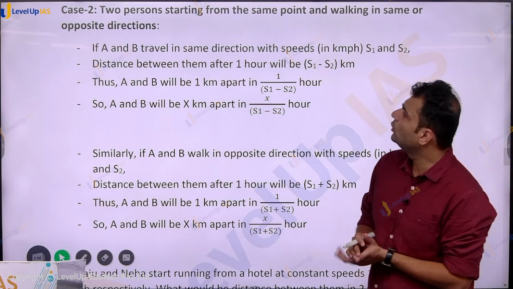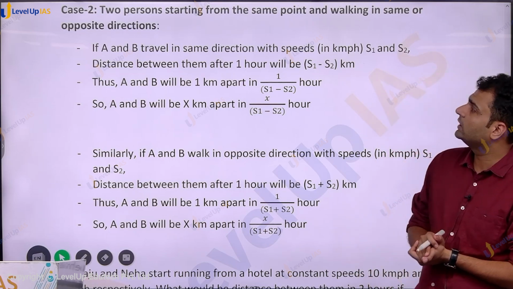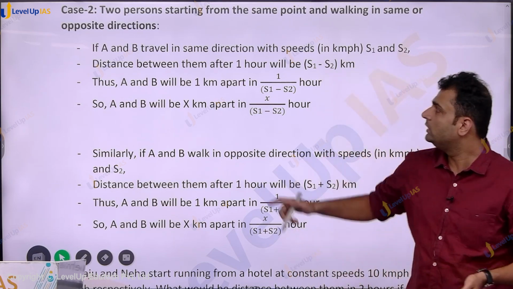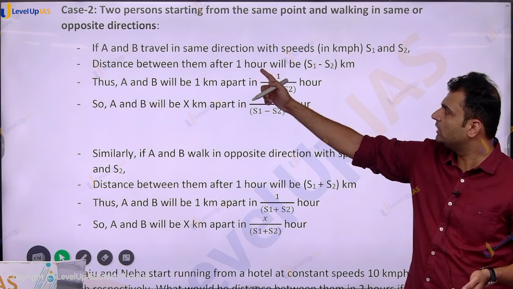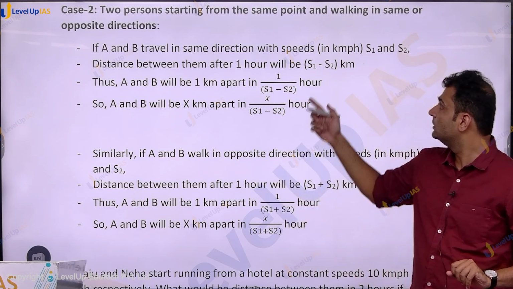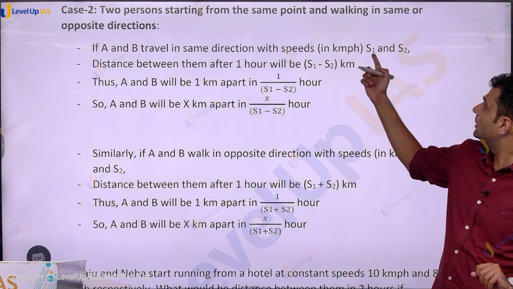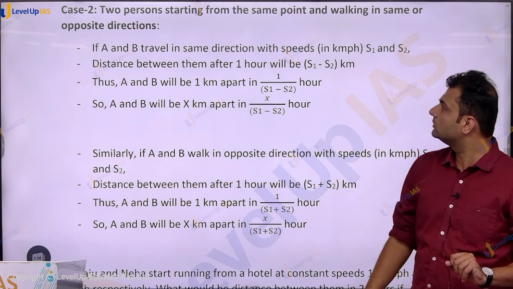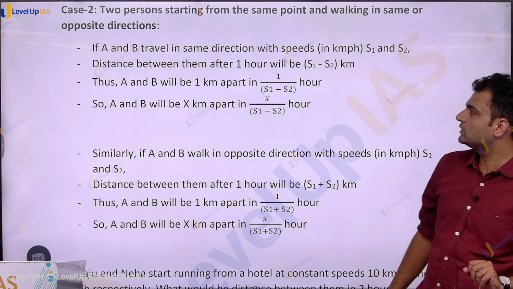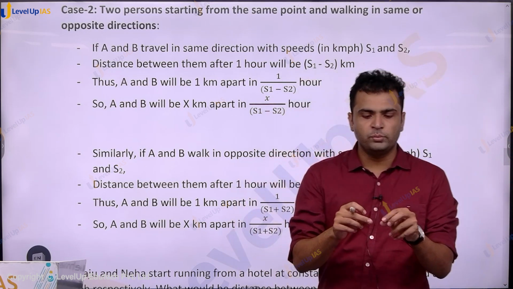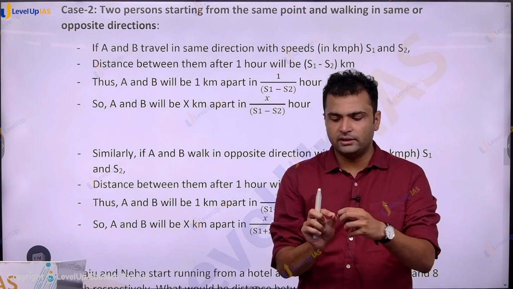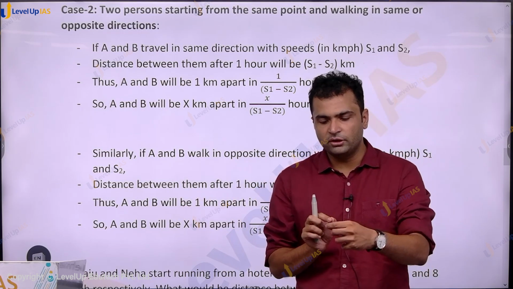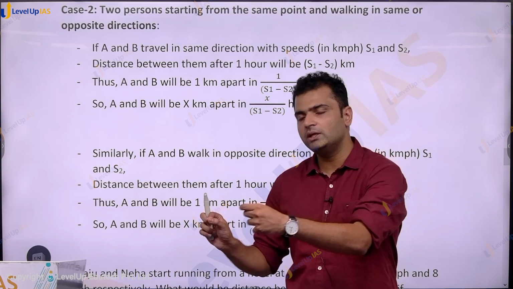Next, two persons starting from the same point and walking in the same or opposite directions. Here A and B, if A and B travel in the same direction with the speeds S1 and S2, then distance between them in 1 hour will be S1 minus S2. For example, if the two persons are starting together and they are traveling in the same direction, the speed of A is S1, speed of B is S2.